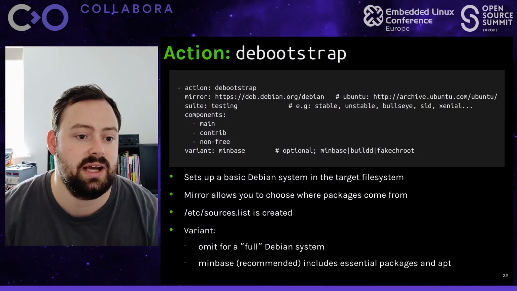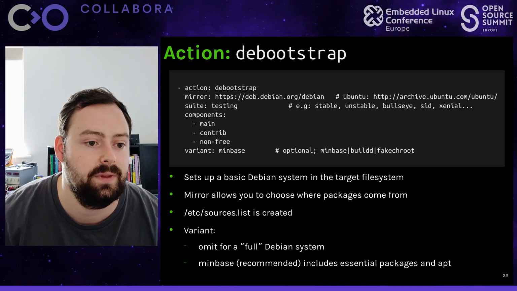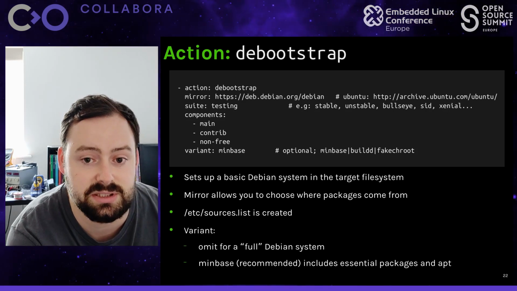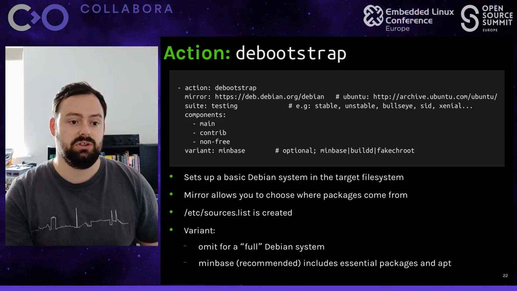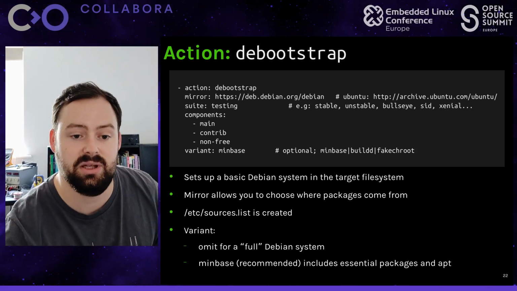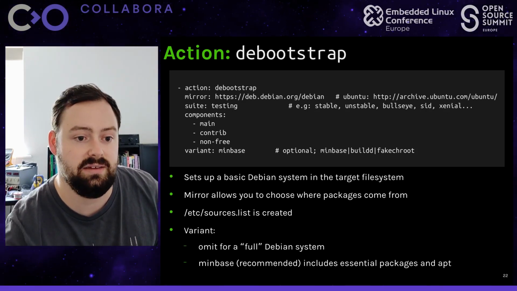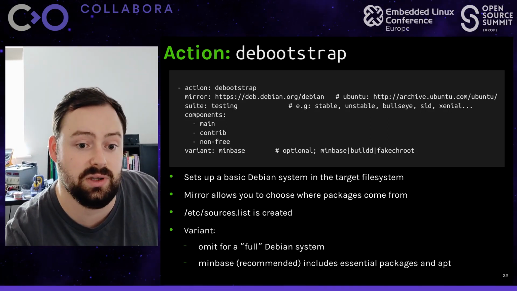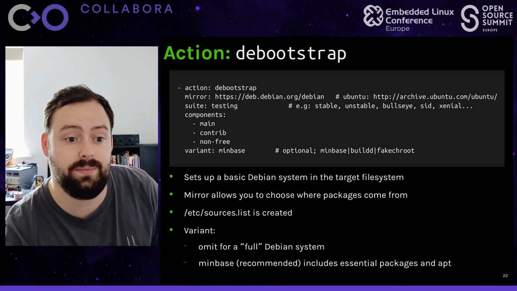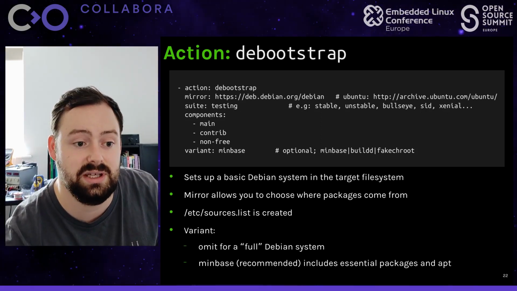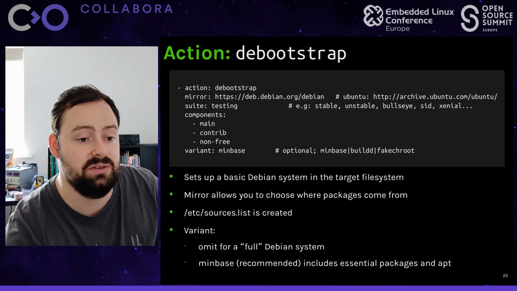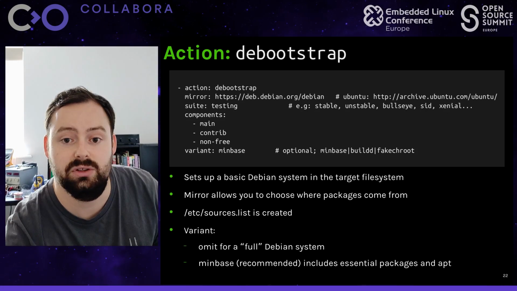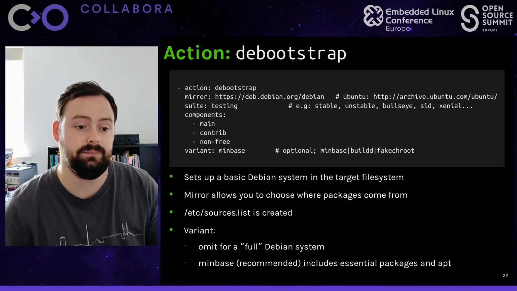Next, I'm going to come on to the actions that are available for you. The first and most important action really is debootstrap, which sets up a basic Debian system in the target. You can choose where the packages come from, whether they come from Debian, Ubuntu, any Debian derivative really. You can choose the suite, which we've already spoken about earlier, so that could be stable, unstable, sid, or any of the Ubuntu suites, whatever. You can choose the components which go into that, so you've got main, contrib, and non-free for Debian, but you can choose whatever component you like.